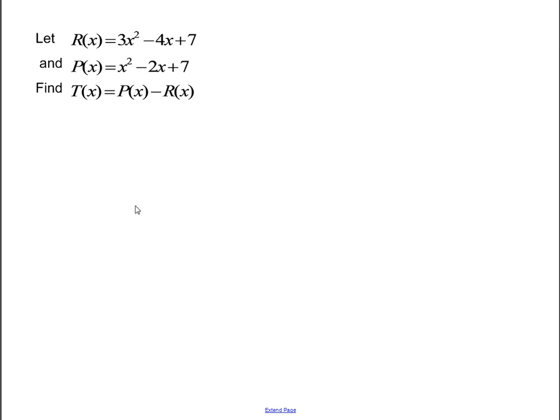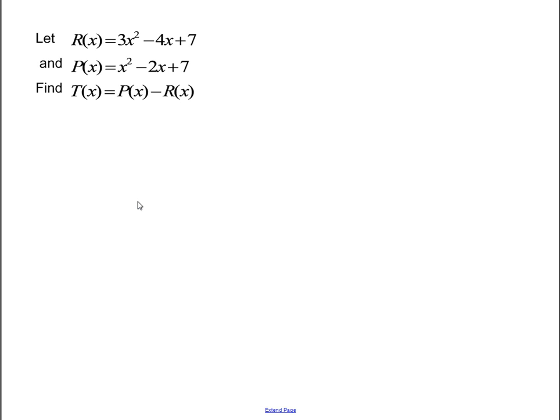Sometimes you will see this even put into a weird looking format, but it pretty much means the same thing. Here's an example of that. This is from business. Sometimes we will get something called revenue and profit, and we're looking for a total of profit minus revenue. So let's say we've got a revenue equation of r of x equals 3x squared minus 4x plus 7, and a profit function of x squared minus 2x plus 7. How do we find t of x, which is p of x minus r of x?